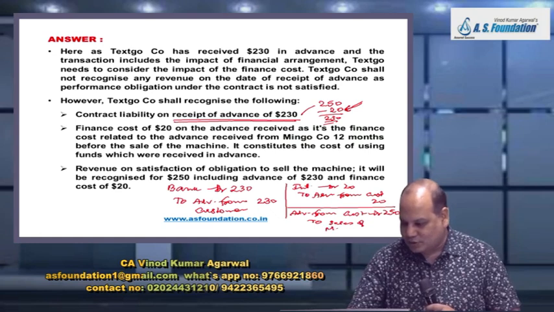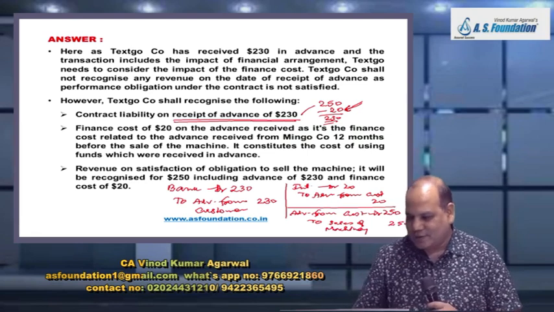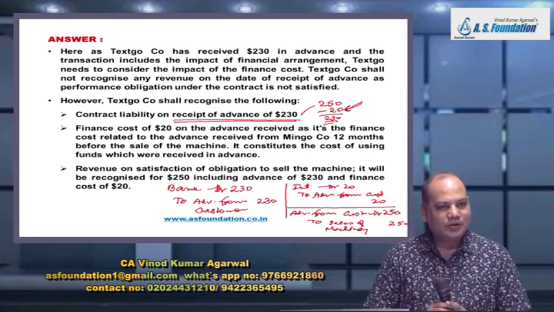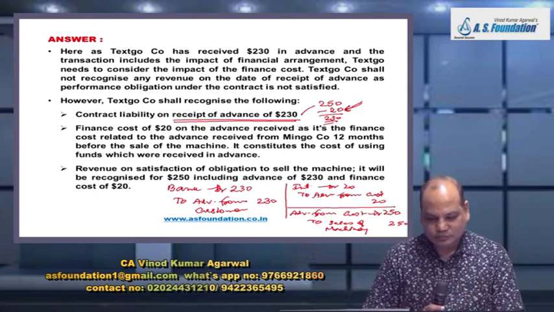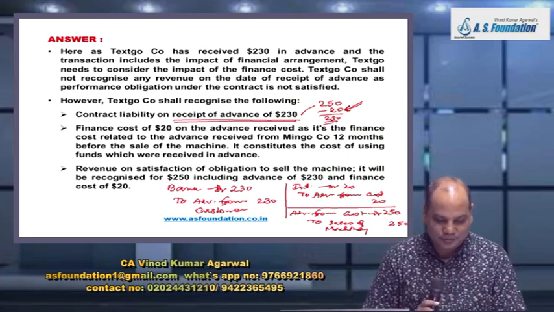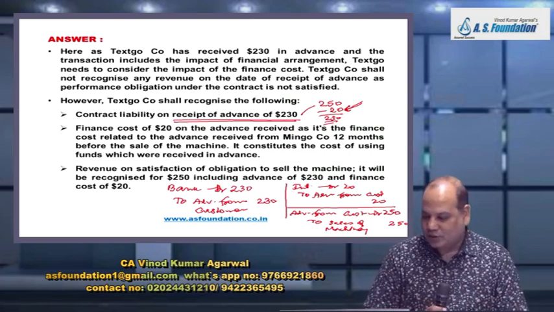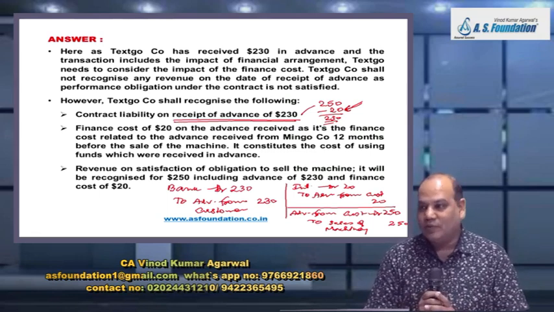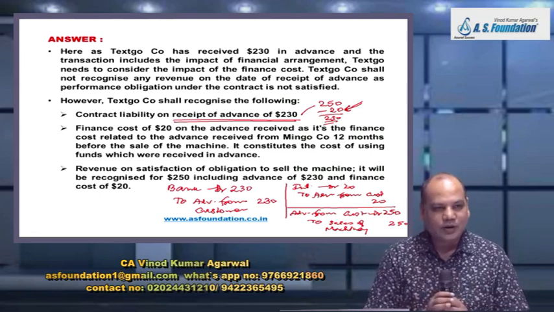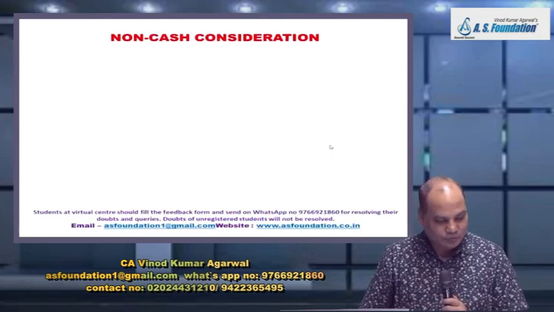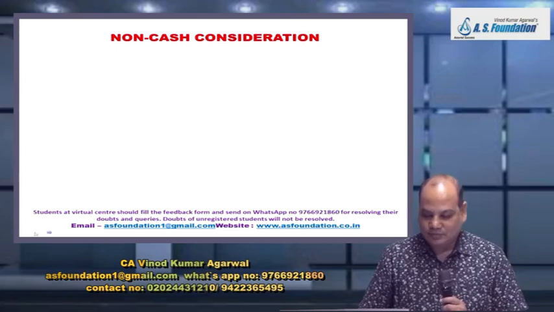We don't know whether the machinery is inventory or a fixed asset, PPE. Is it right? Is the machinery inventory for this company? We don't know. As far as the revenue recognition principle is concerned, it is applicable for both inventory and PPE because there is a financing arrangement.